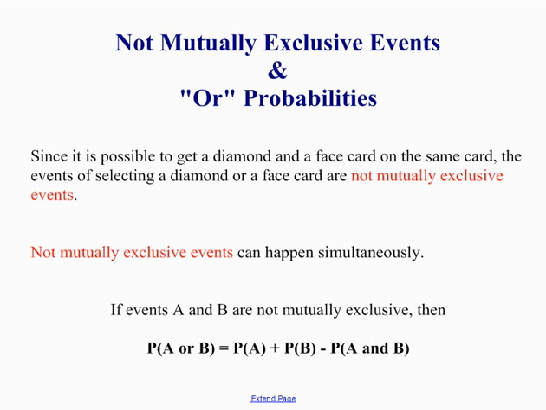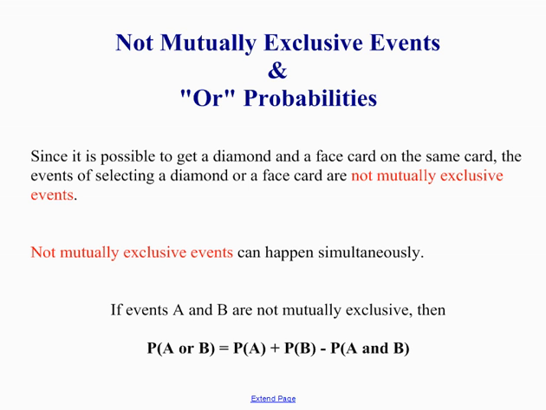Let's review this again. If you have a standard 52 card deck and you are dealt a single card, the event of being dealt a diamond and a face card could happen. It could be a jack of diamonds, a queen of diamonds, or a king of diamonds. Since getting these events both to happen at the same time is possible, we call these two events not mutually exclusive. You'll remember from the last lesson that mutually exclusive events are ones that cannot happen at the same time. So we say not mutually exclusive events can happen simultaneously.